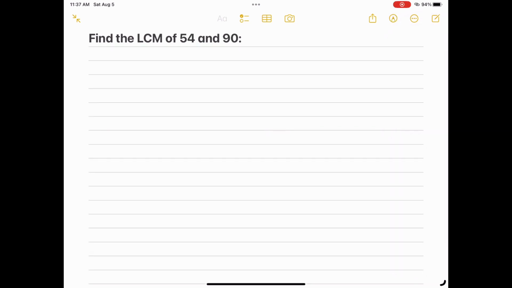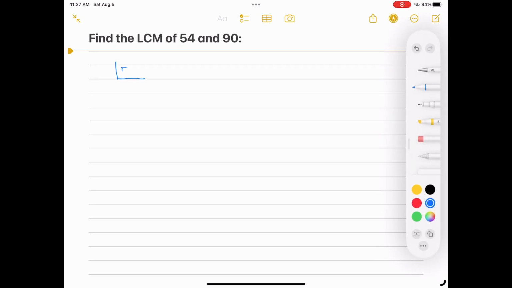Find the least common multiple of 54 and 90. First we do the prime factorization of 54, which turns out to be 2 times 3 to the third power. And next we write out the prime factorization of 90, which works out to be 2 times 3 squared times 5.